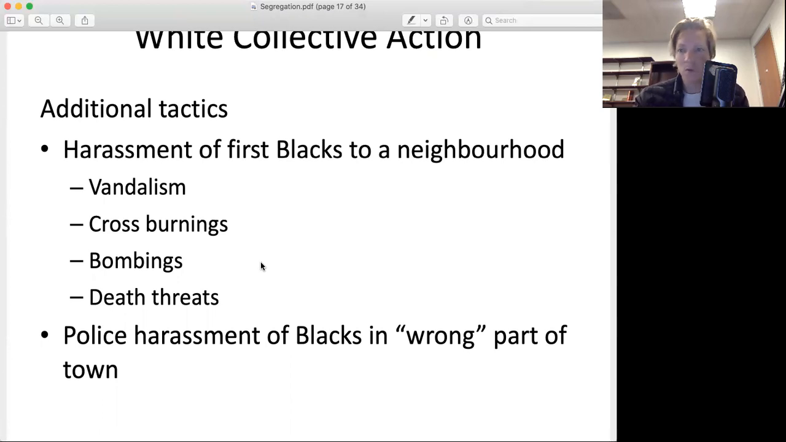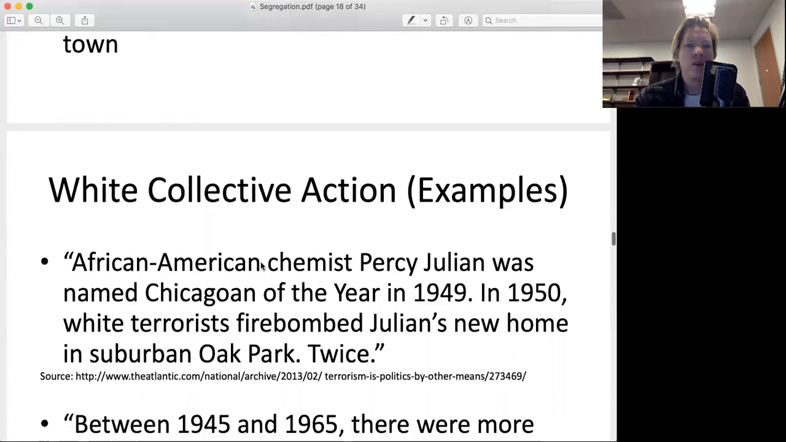So you just have more informal and illegal harassment: vandalism, cross burning, bombing, death threats. You could have it via an arm of the state, where there is police harassment of Black people in certain parts of town. So that still takes place even to the present.